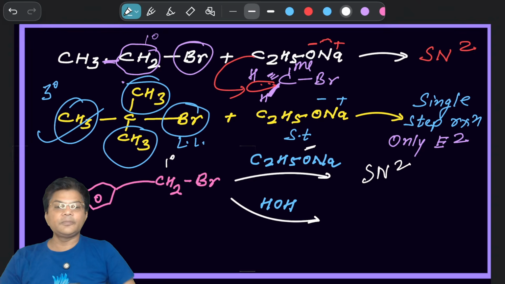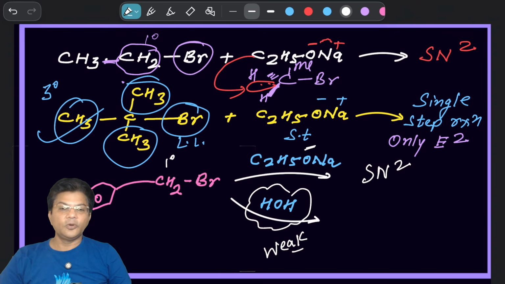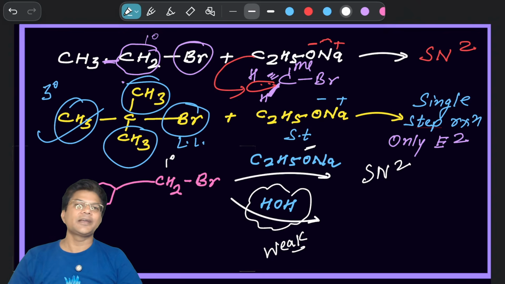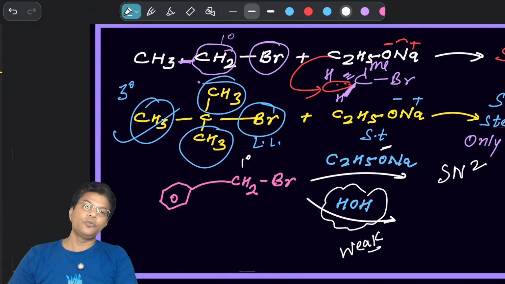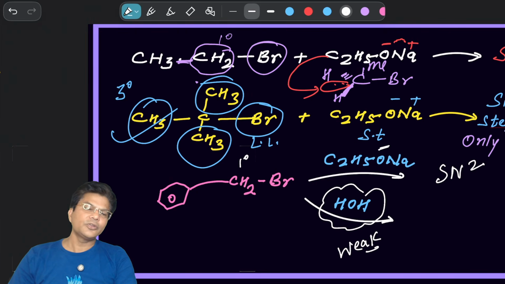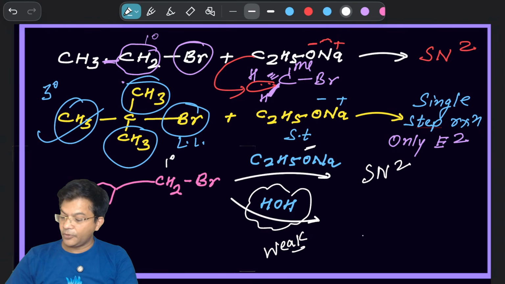But at the same time, if you see water, water is weak. It is a covalent bond. It will say, I too cannot attack in a single step. So water will say, I am weak, I would like to form a carbocation. Do you think your carbocation is stable? Yeah, sure. My benzyl carbocation is resonance stabilized.